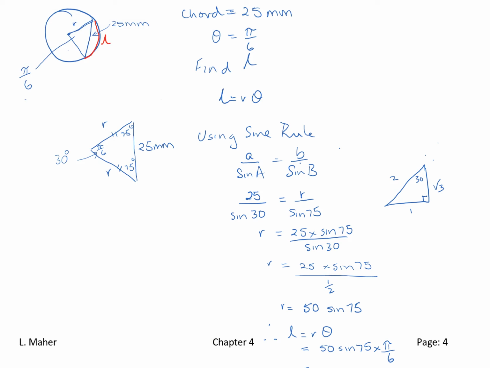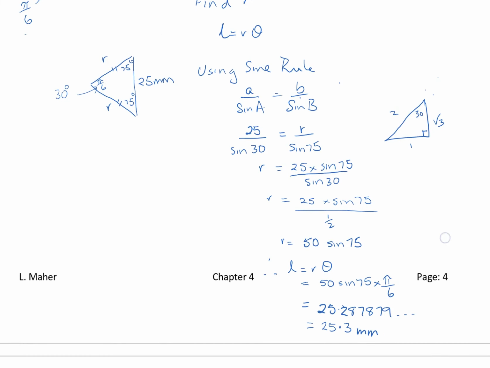I am finding the sine of 75, which is in degrees, using the formula L equals r theta. And I didn't calculate the value of r because I didn't want to introduce error. I used the full expression for r in 50 times sine 75 times pi on 6. That does have to be in radians. Did that calculation, rounded to 1 dp, and got 25.3. I'll stop the video there and do the examples for the other calculations in a separate video.